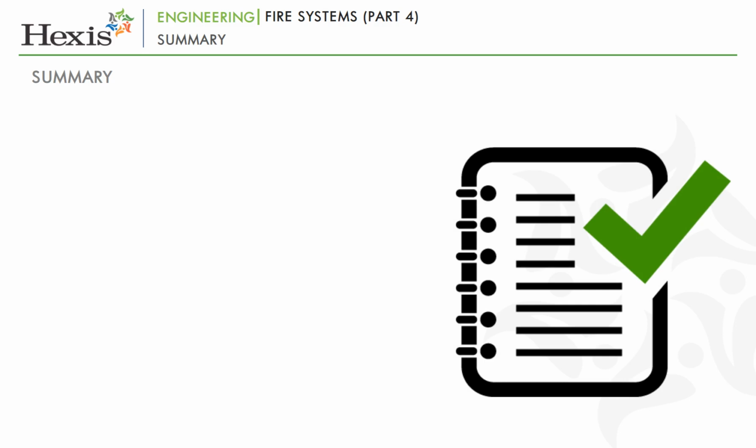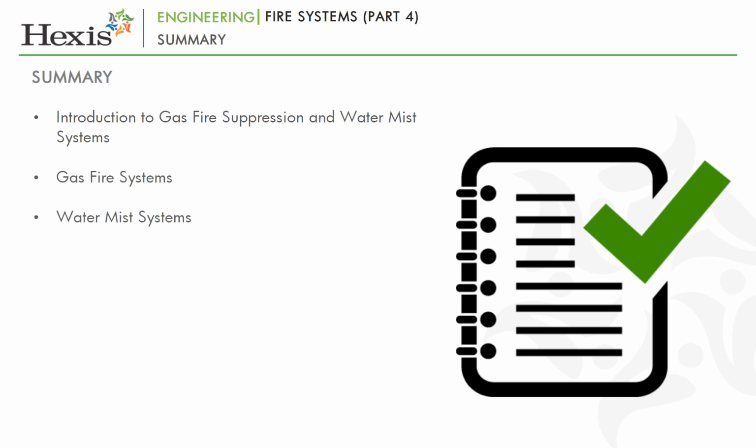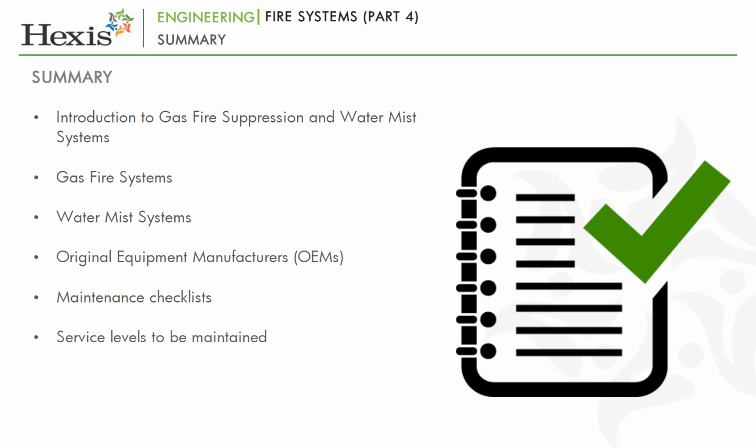Congratulations! You have now completed this e-module on Fire Systems Part 4. In this e-module, you learned the following: introduction to gas fire suppression and water mist systems, gas fire systems, water mist systems, original equipment manufacturers (OEMs), maintenance checklists, service levels to be maintained, business impact, top 5 issues or troubleshooting ideas.